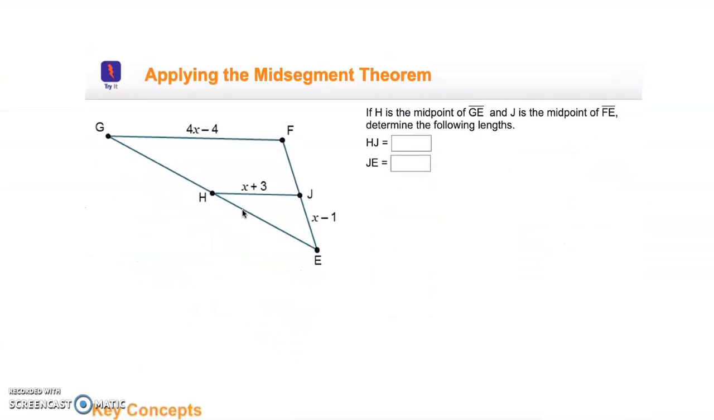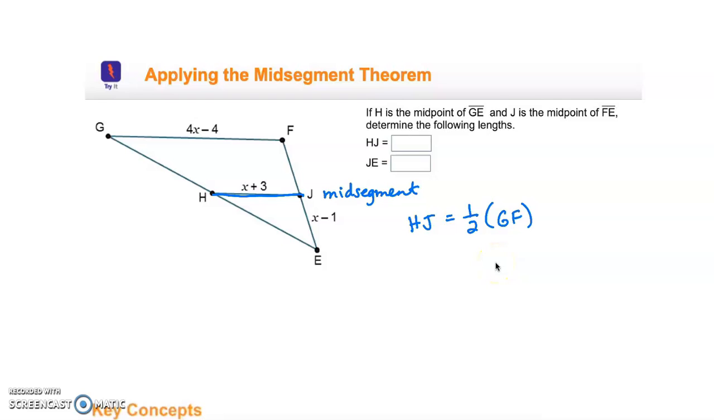So let's look at this. If H is the midpoint of GE and J is the midpoint of FE, then we know that HJ is a midsegment. What we know about the midsegment is that HJ is equal to 1/2 of GF. Now we want to find the following lengths: HJ and then JE. Well, let's find HJ first because we need to solve for x. Once we know what x is, then we can just substitute it in and find JE.